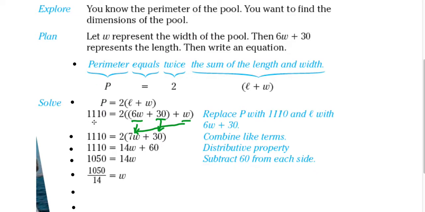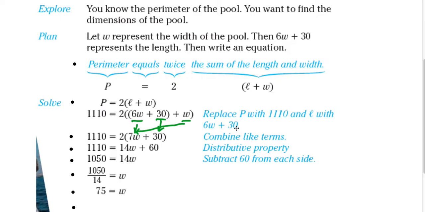From there, we want to solve for W. In order to isolate W, since 14W is multiplication, we employ inverse operation. So we divide both sides by 14, which undoes 14 on this side. And 1,050 came about because we subtracted 60. So we divide that, and end up with W equals 75. The width of the pool now is 75.